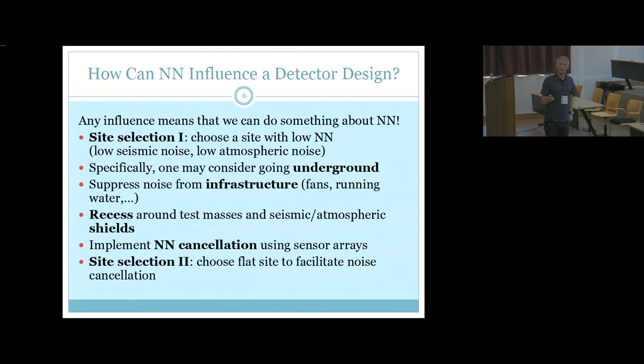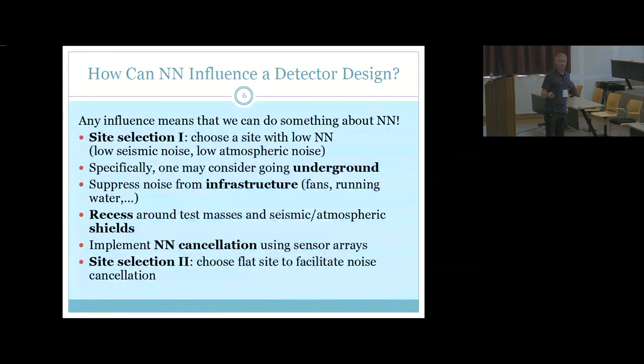Then some more exotic idea is to build shields or recesses to lower Newtonian noise. Now, you can obviously not have a shield directly against gravity fluctuations, but what you can do is have a shield against seismic noise or against atmospheric noise, and in that way suppress your gravity fluctuations associated with that. I will go through that list again with some slides to give more details of these ideas.